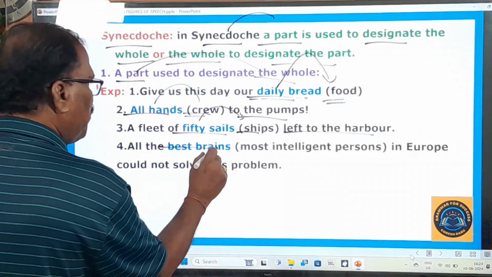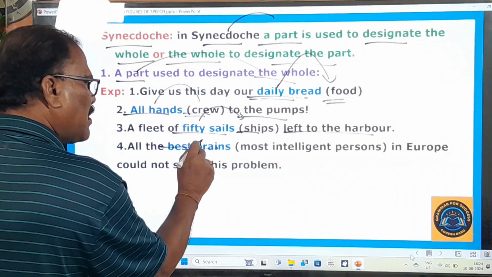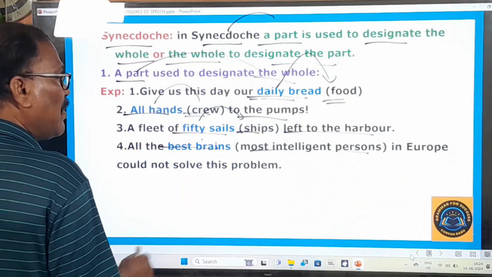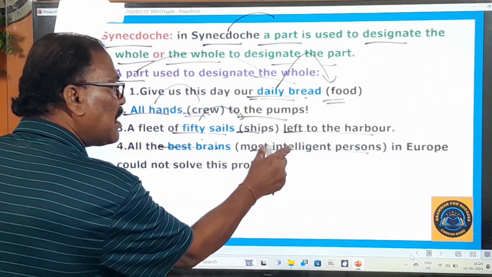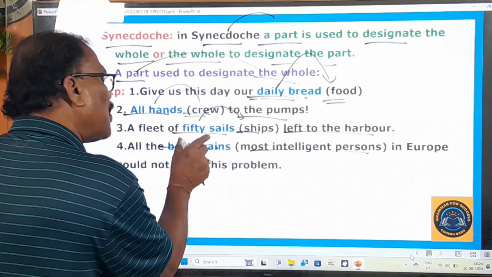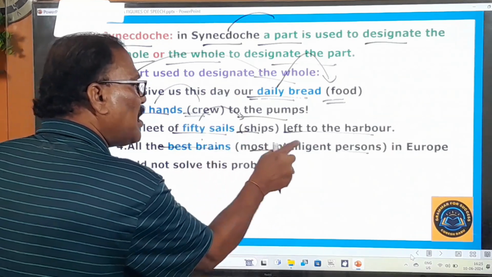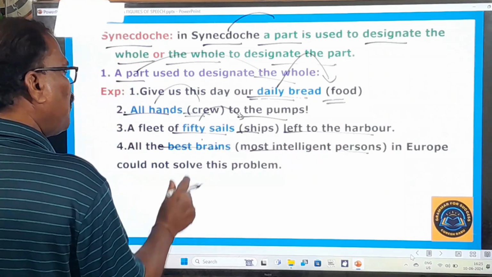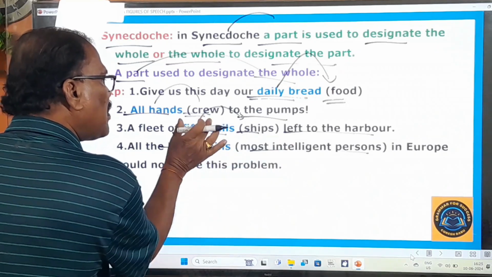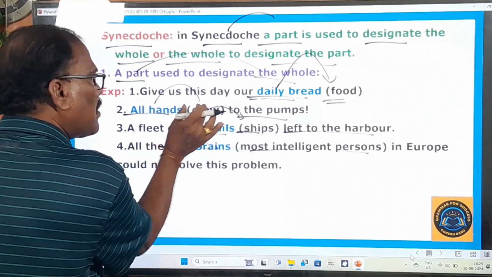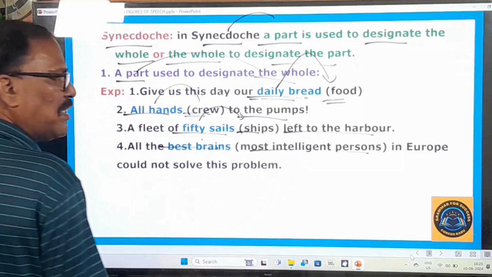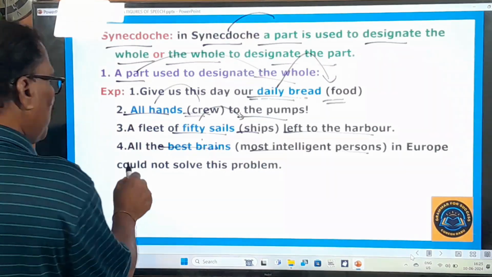And all the best brains means the most intelligent persons. So this part is used to designate this. That means this part is used to talk about the most intelligent persons. So therefore, this is standing for this. That is the point. Designation means this. In Europe, the best brains could not solve the problem.